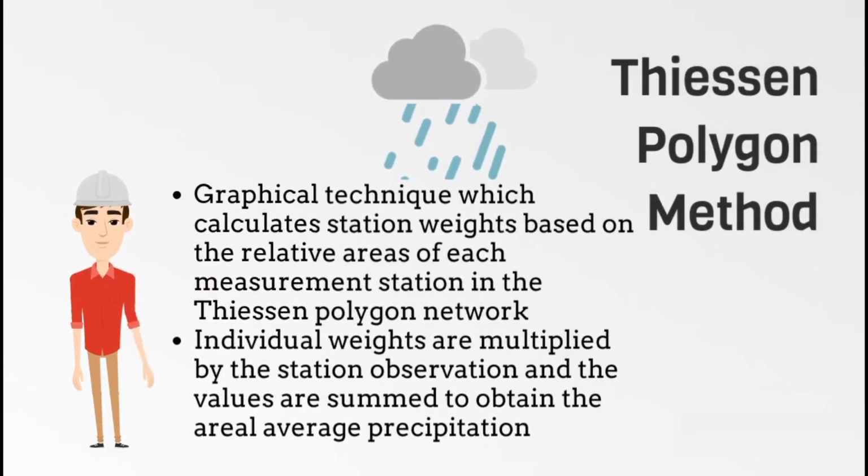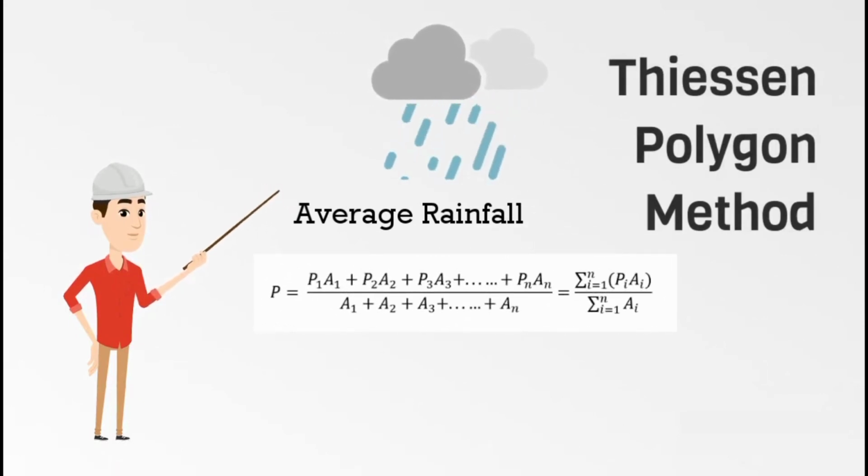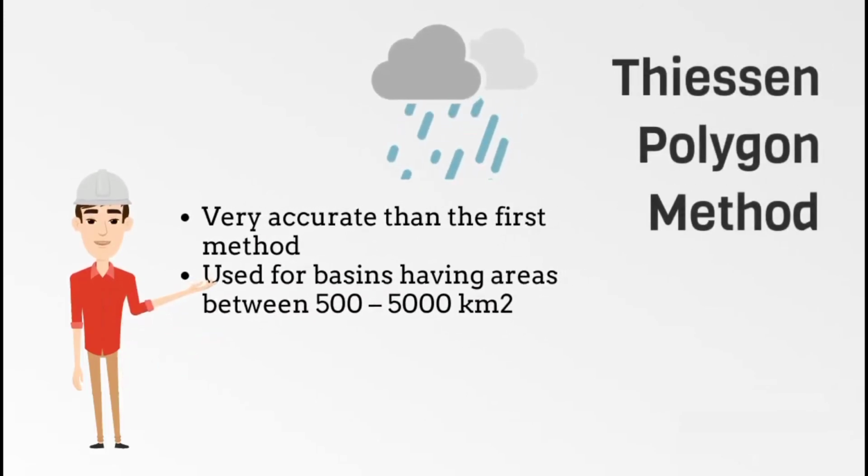Thiessen polygon method. This is a graphical technique which calculates station weight based on the relative areas of each measurement station in the Thiessen polygon network. The individual weights are multiplied by the station observation and the values are summed to obtain the areal average precipitation. Average rainfall can be computed by the expression... This method is more accurate than the first method. It is used for basins having areas between 500 to 5,000 square kilometers. This method can be best understood with the help of figures.